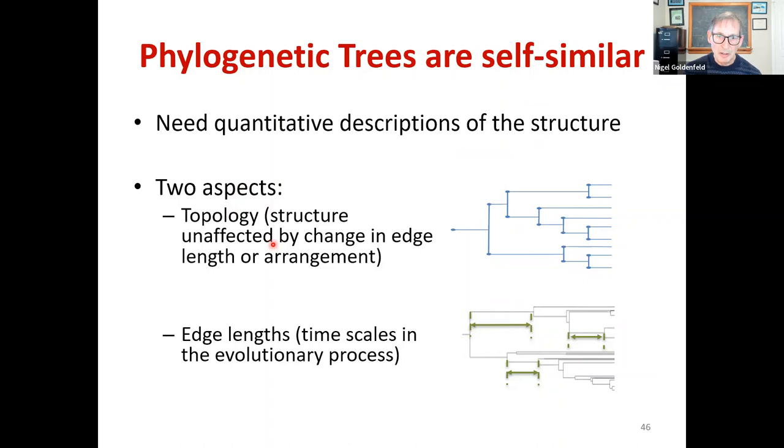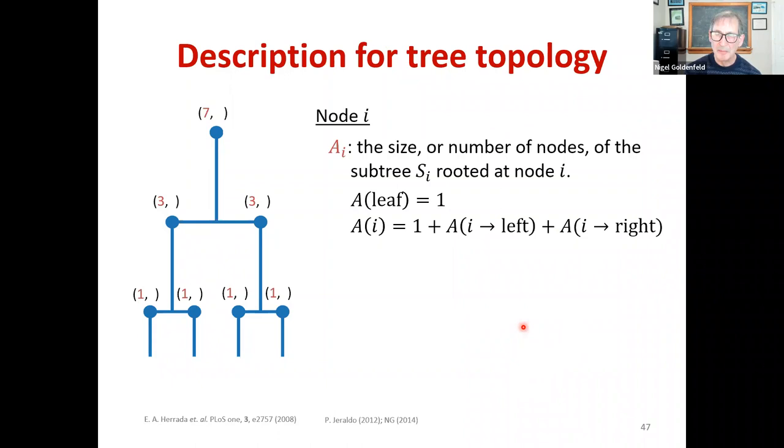The topological structure is, of course, one that is unchanged by the change in the edge length or the arrangements. When we draw these phylogenetic trees, at least in one way of doing it, these edge lengths actually correspond to mutations in DNA. And so they actually measure, from a biological clock perspective, the timescales in the evolutionary processes. I'm going to spend most of my time talking about the topology, but I'll say something about the metric structure as well. I want to now tell you about a way that one can construct measures of tree topology, and I'm going to draw on work that was first published by Gerardo et al., rediscovered a couple of years later by Patricia Geraldo and myself, and published in a thesis and in a later paper I wrote in 2014.